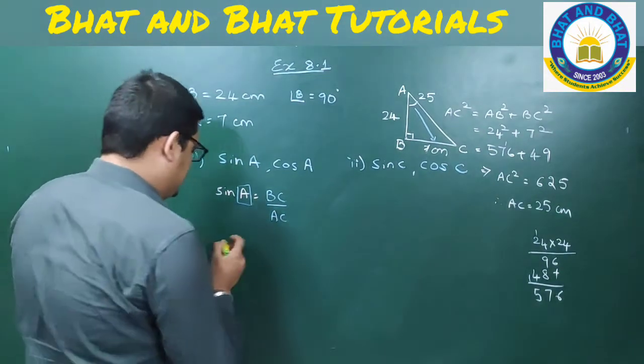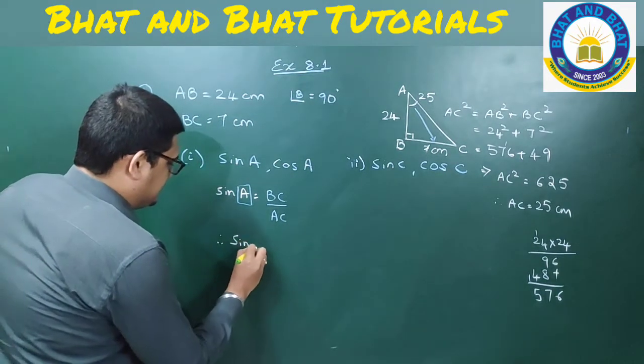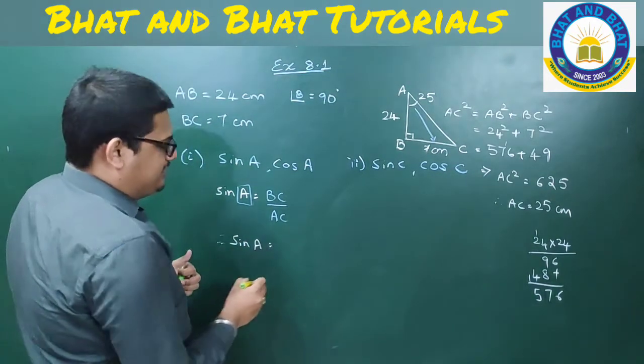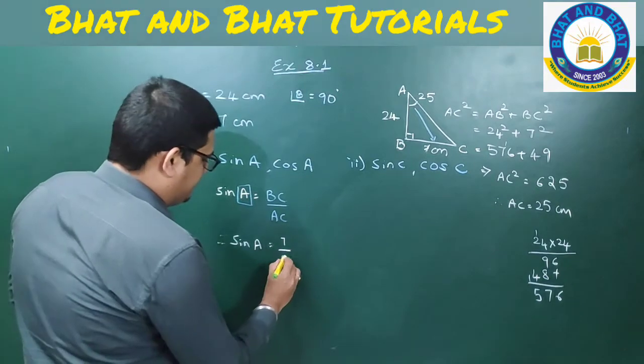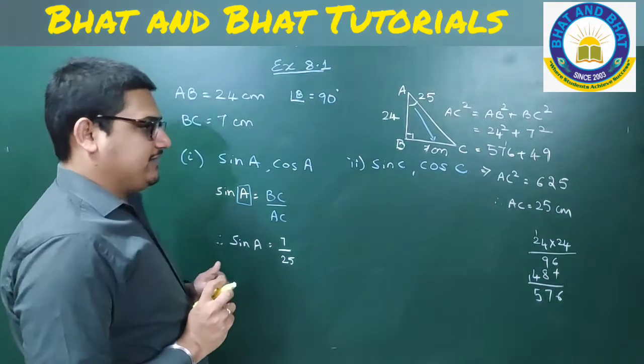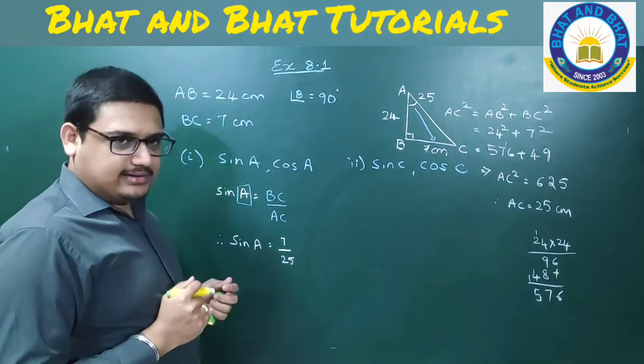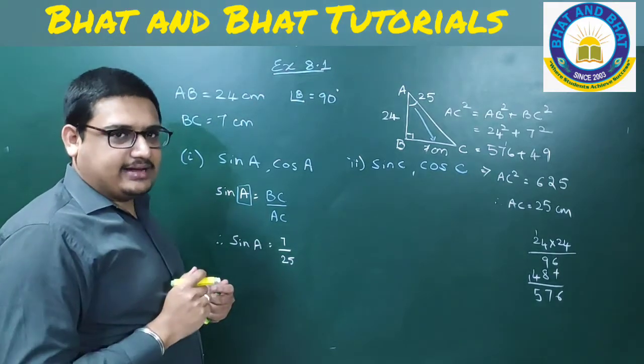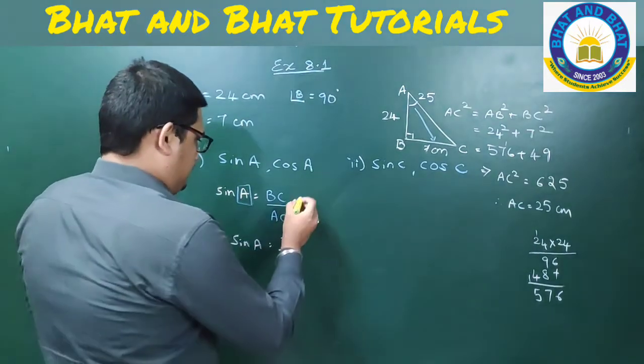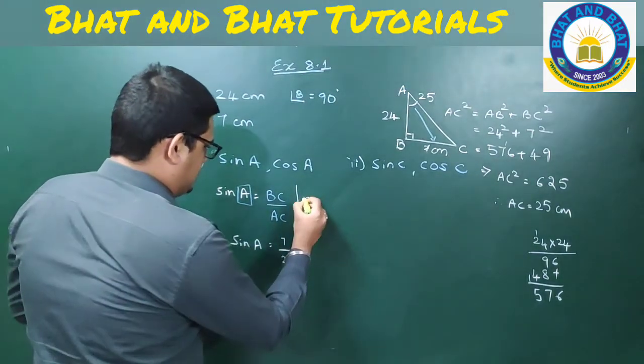So do the substitution. Sine A is equal to BC, given as 7, divided by AC, which is 25. Therefore sine A is 7 divided by 25. We have also studied that the hypotenuse is the longest side in a right angled triangle. Now, similarly, cos A.